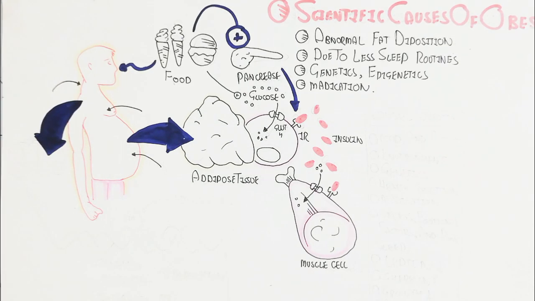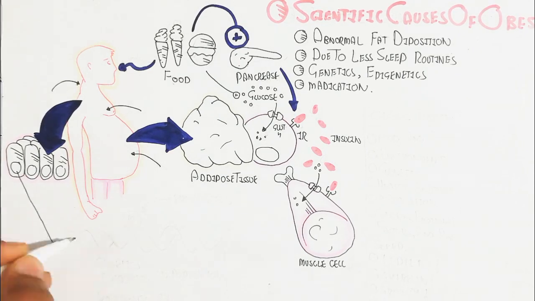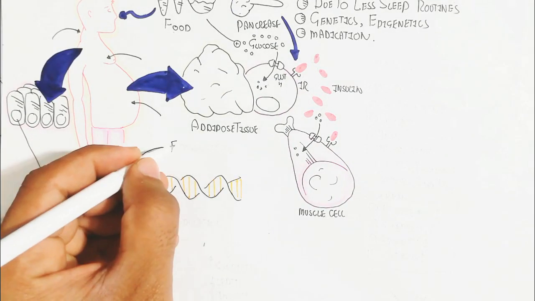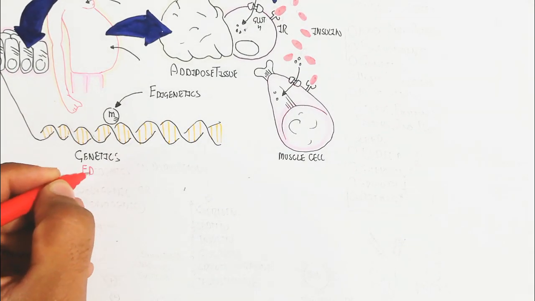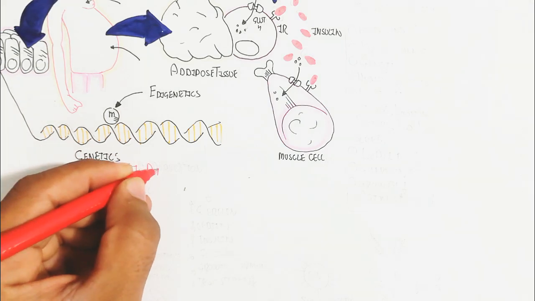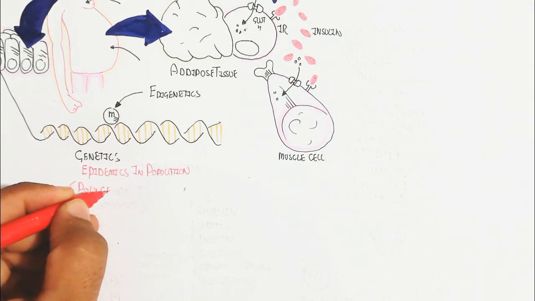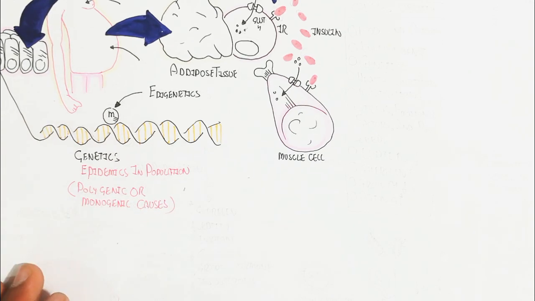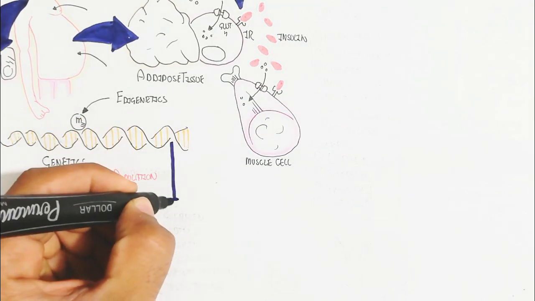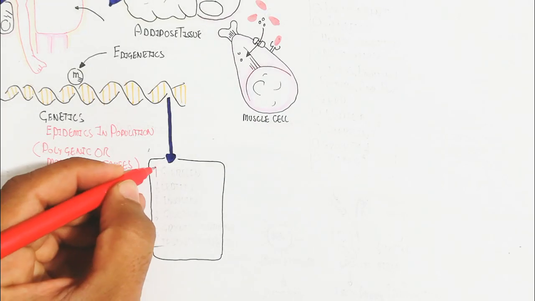This is the tissue of the person. This tissue contains DNA. Whenever unwanted methylation occurs, it leads to epigenetic mutation, which also causes obesity. Genetics, meanwhile, is the epidemic in the population, with polygenic or monogenic causes for several hormone dysfunctions and their production.